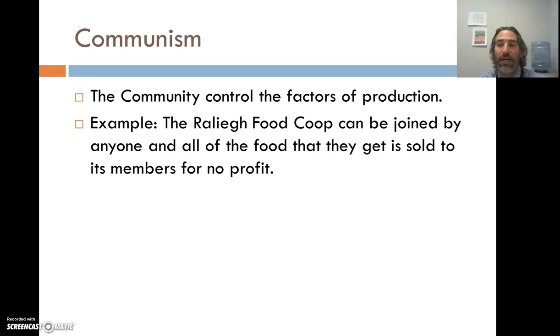The co-op doesn't make money. It gets goods as cheap as it can, and it sells it to its community of people for as cheap as it can. The idea of communism is that there's no profit. Nobody should benefit individually. Everybody should be a member of it, and everybody should work for the benefit of the community.